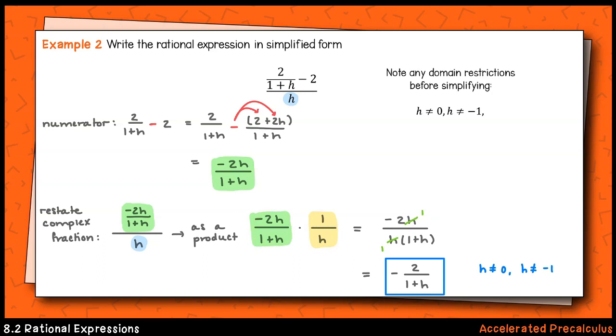Again, let's leave it in factored form for just a moment and check and see if we can reduce any common factors between the numerator and the denominator. We can reduce this h over h to just a 1, so that means our simplified expression will be -2 over 1 plus h, where h is not equal to 0 or -1.